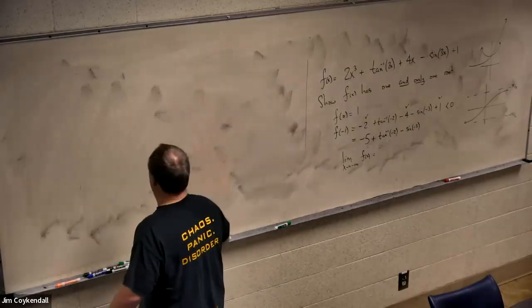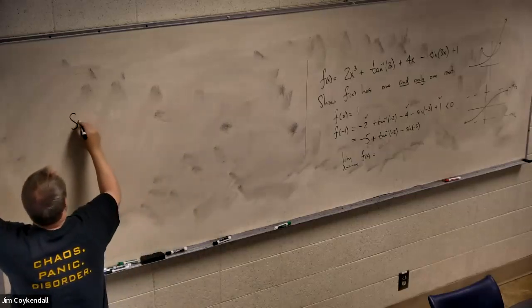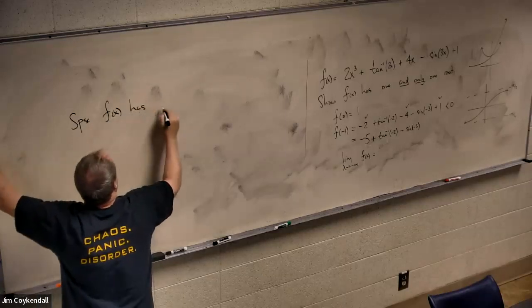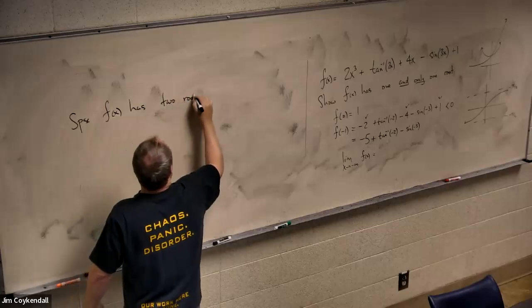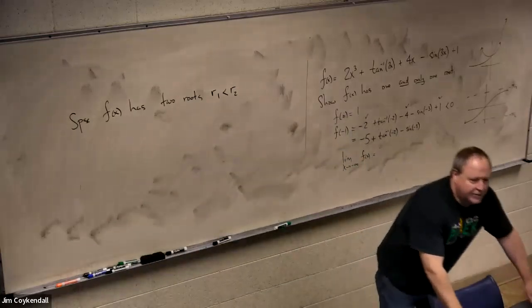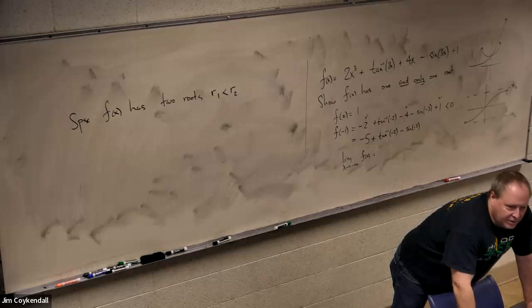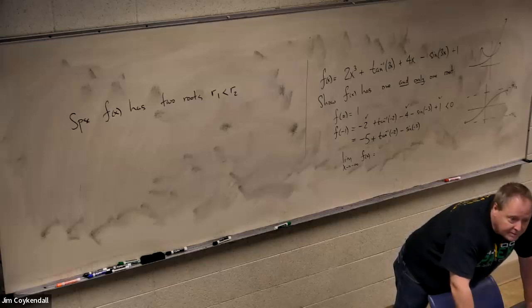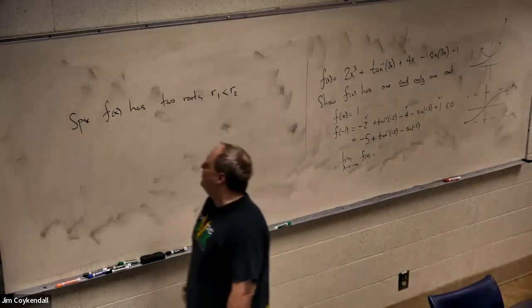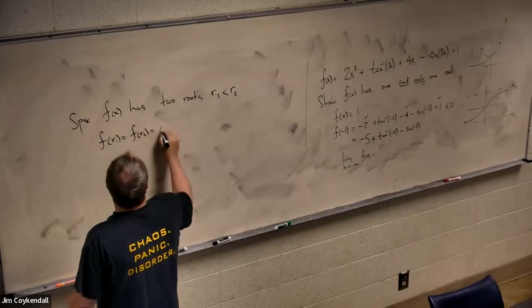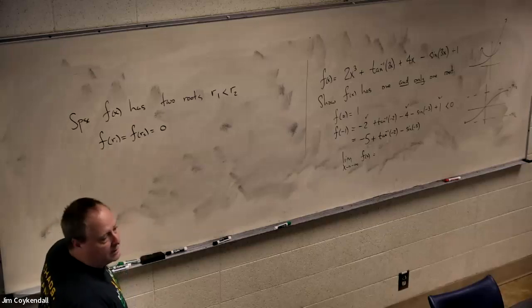Well, let's suppose f of x has 2 roots. Now notice, I didn't say only 2 roots. What I'm saying is, suppose there are at least 2. There might be exactly 2, there might be 3, there might be 4, there might be infinitely many. But if there are 3 roots or 4 roots or infinitely many, I can certainly find 2 of them. So suppose I have 2 roots. This means that f of R1 and f of R2 are the same, because they're both 0.